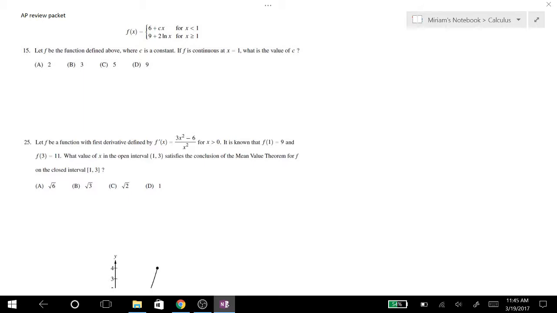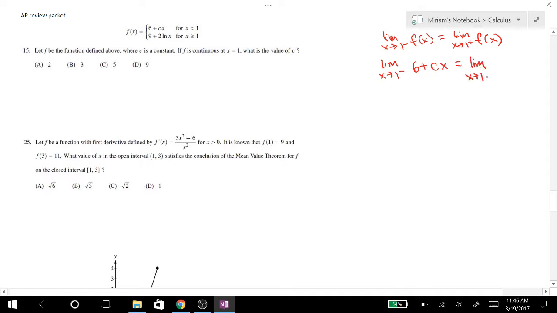So if f is continuous at 1, that means the limit from the left of 1 of f of x has to be equal to the limit as x approaches 1 from the right. Okay? So that means the limit as x approaches 1 from the left of 6 plus cx is equal to the limit as x approaches 1 from the right of 9 plus 2 natural log of x. Cool, so I'm going to plug in 1. 6 plus c times 1 should equal 9 plus 2 times natural log of 1.